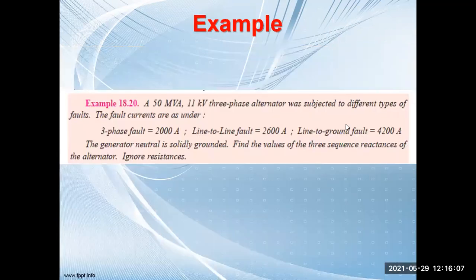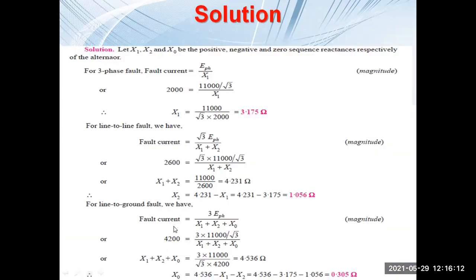Now the next part is the line to ground fault. The line to ground fault current is 4200 ampere. We know the formula for the line to ground fault: 3 E phase by X1 plus X2 plus X0. So the fault current is 4200. Now we'll substitute all these values: 3 into 11,000 by root 3, divided by X1 plus X2 plus X0. We have already calculated X1 and X2, so X0 can be calculated.